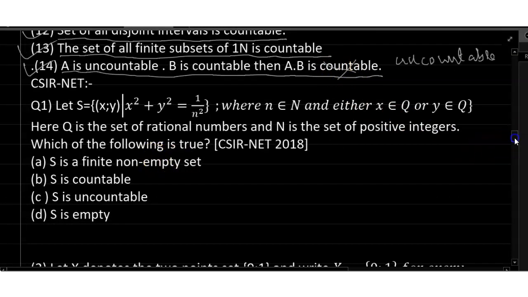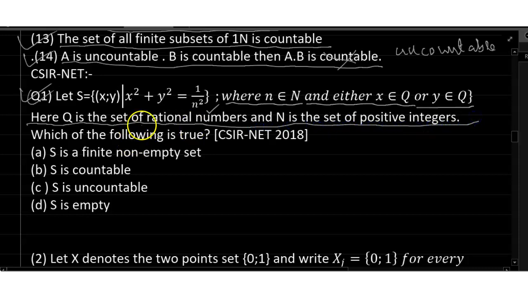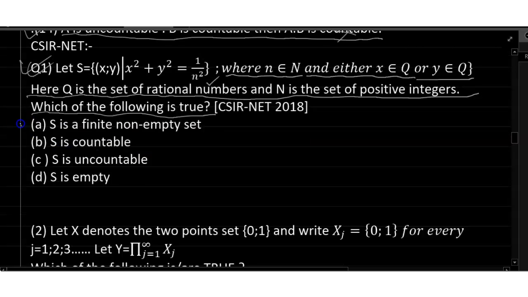Next problem from CSIR NET. Let S equal the set of (x, y) such that x squared plus y squared is equal to 1 by n squared, where n belongs to capital N, and either x belongs to Q or y belongs to Q. And here Q is the set of rational numbers and N is the set of positive integers. Which of the following is true? S is a finite non-empty set, S is countable, S is uncountable, and S is empty. This is my option.